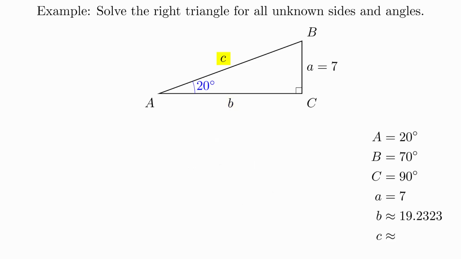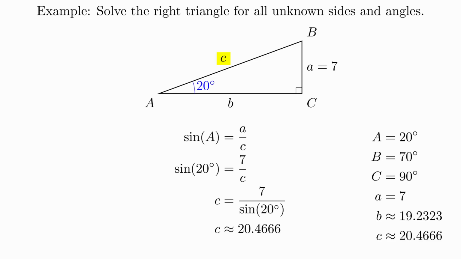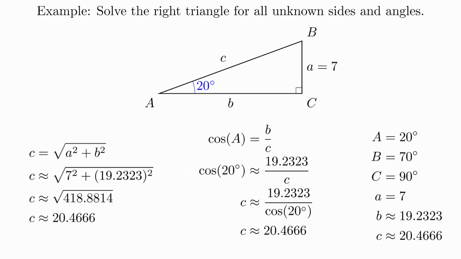There are several ways to determine the length of the hypotenuse. Keeping with the idea that we want to use the given values as much as possible, we can use the sine function with the initial angle. This gives us c is equal to 7 over sine of 20 degrees. There are several other ways to get the answer using our calculated values. In this case, everything happens to round off to 4 digits and correctly match up.